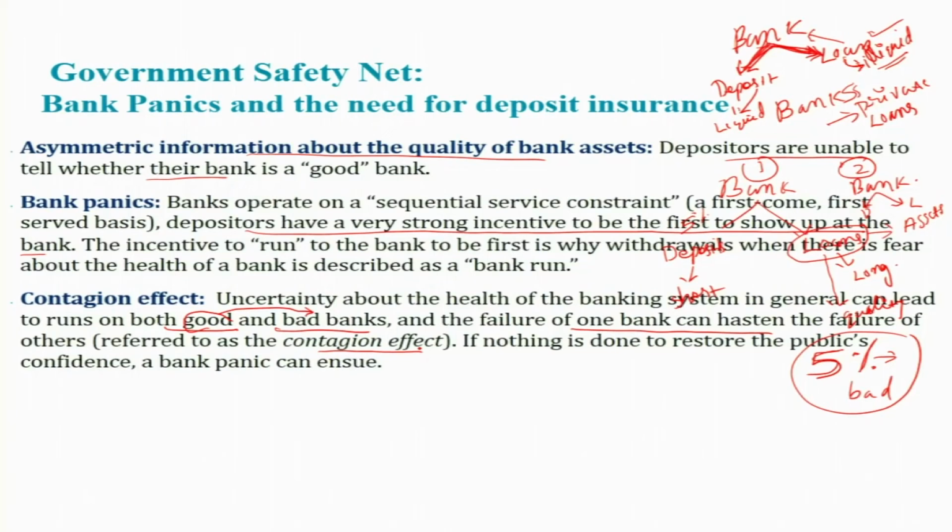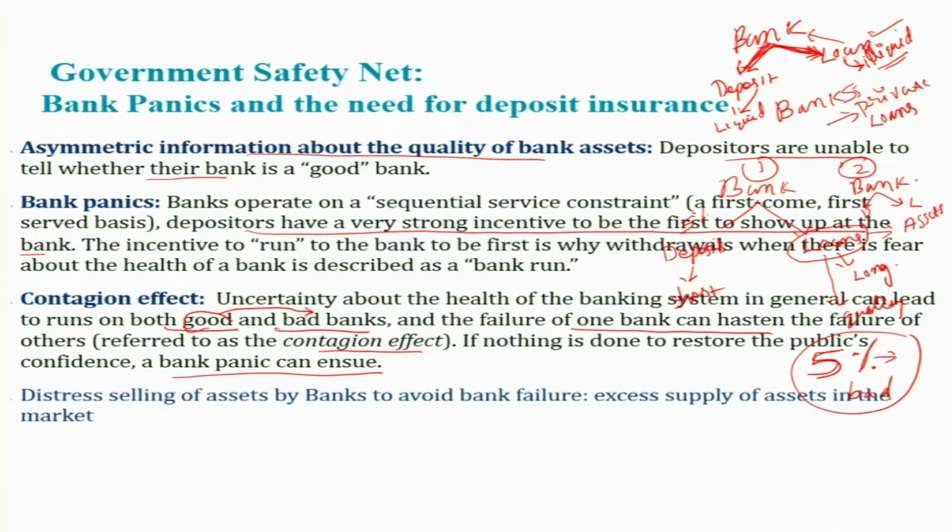So this contagion effect is more prevalent, more strong in the banking system. Even if one bank, because of maybe its idiosyncratic risk or systemic risk, fails, that is going to affect not only the bad bank but also the other banks that have been doing well, and they may not be able to pay back all the deposits if everyone runs to the bank, because the money is already invested for the long term. Right. So if nothing is done to restore public confidence, a bank panic can ensue. And what we can see is that in the end, the entire banking system is going to collapse, because of these contagion effects.